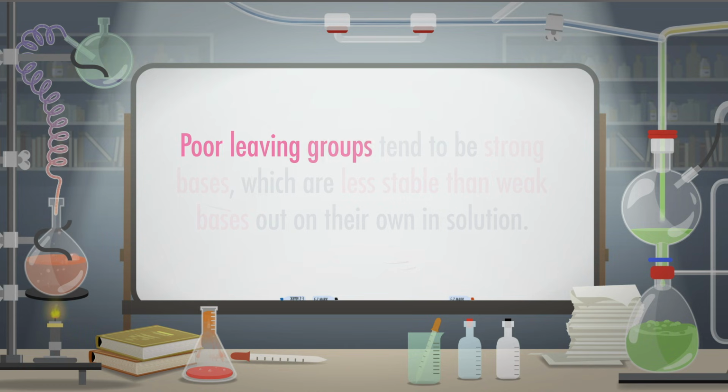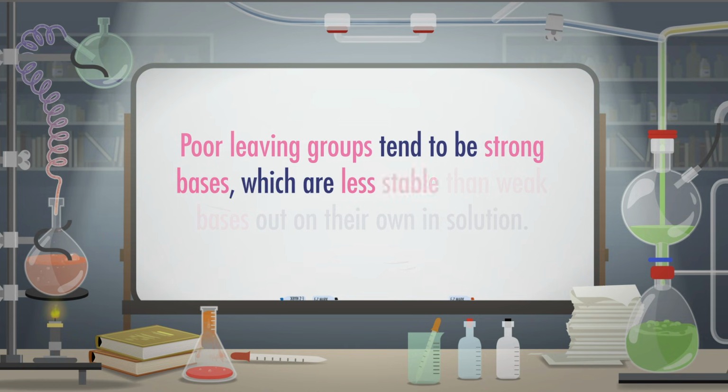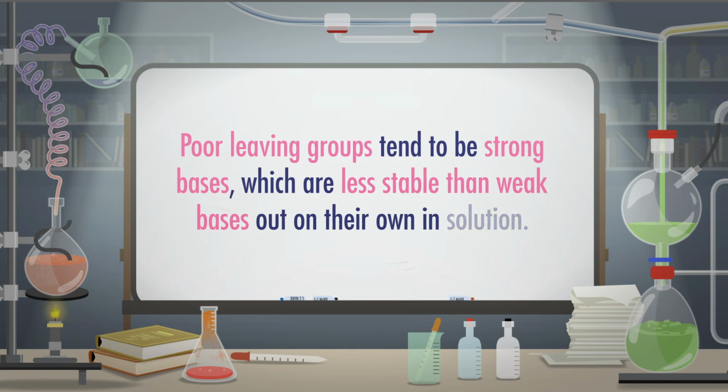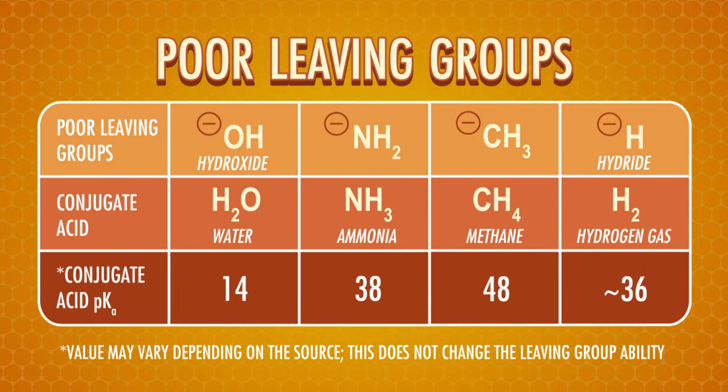If the group we want to leave doesn't want to let go of the carbon chain, substitution does not happen. We call these poor leaving groups. Poor leaving groups tend to be strong bases, which are less stable than weak bases out on their own in solution. Examples of poor leaving groups include hydroxide, NH2-, CH3-, and hydride, all with weak conjugate acids that have pKa's above 12. However, sometimes we can turn a poor leaving group into a good one and entice it to leave by protonating it, sort of like offering your friend candy to give you their spot on the SN1 merry-go-round.